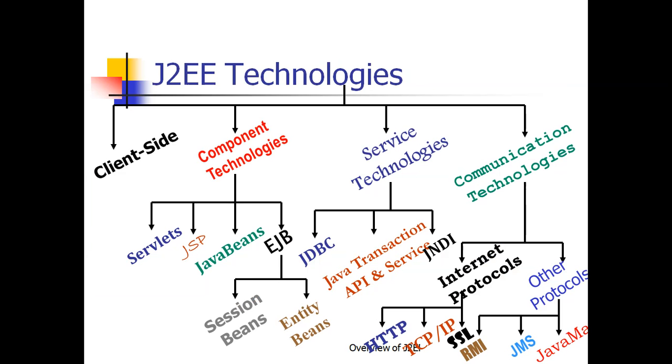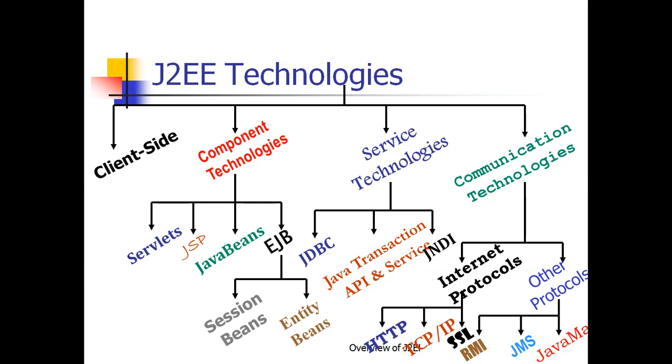And again, you can see in this diagram, this is the elaborated and hierarchical view. In the hierarchy, we have the client side, and on the client side we have different software like HTML and XML, and component technology.